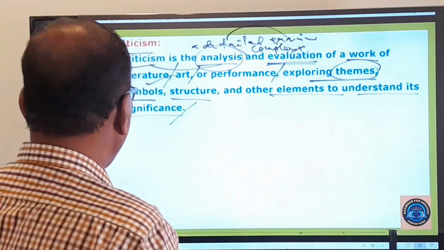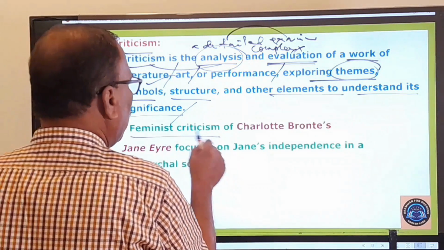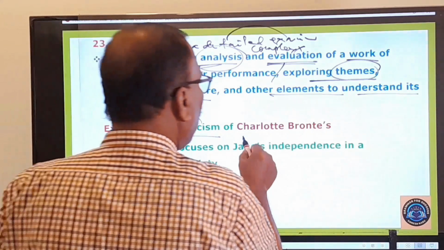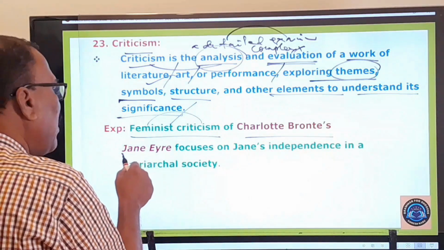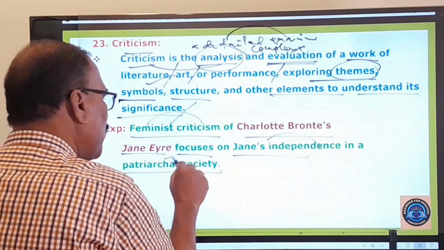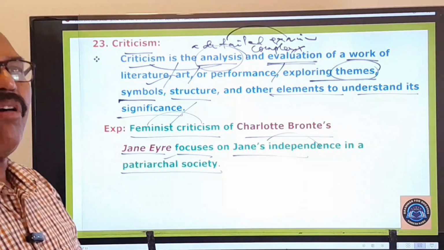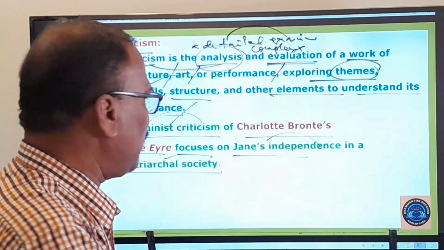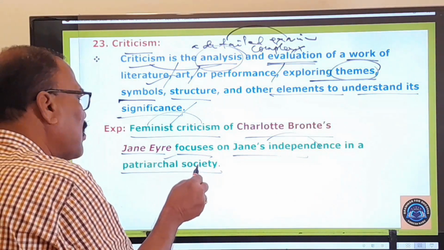Right, so here one example is given. Feminist criticism is there. Feminist means pertaining to women, you know very well. Of Charlotte Brontë's Jane Eyre, it focuses on Jane's independence in a patriarchal society. Jane wants to move in the society with full freedom, full independence in the patriarchal society.